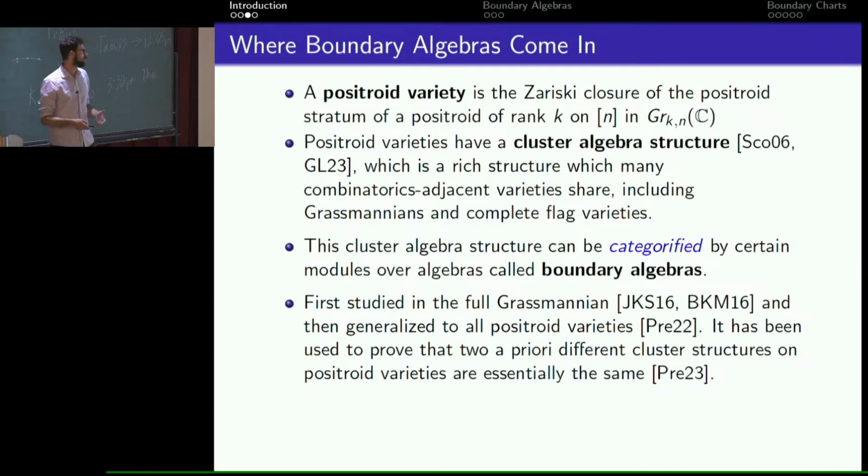Just a little bit of history on it. It was first studied for the full Grassmannian. So the full Grassmannian is a positroid variety. It's the positroid variety for the uniform matroid, which in particular is a positroid. So this was done by Jensen, King, and Su, and Bauer, King, Marsh, and was then generalized to all positroid varieties by Matt Pressland. And this is something that has been fruitful. So for example, it's been used to prove that two a priori different cluster algebra structures on positroid varieties are actually essentially the same. The technical word is that they quasi-coincide, but up to some equivalence, they are the same.